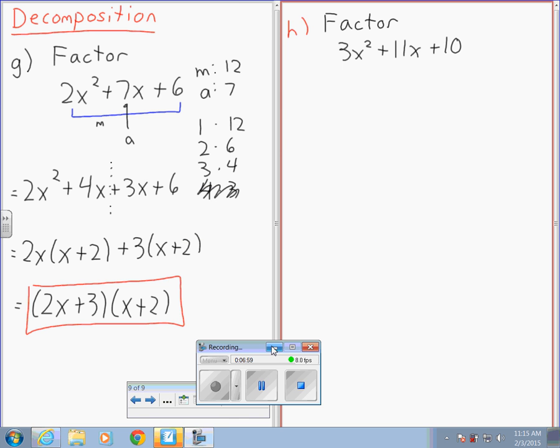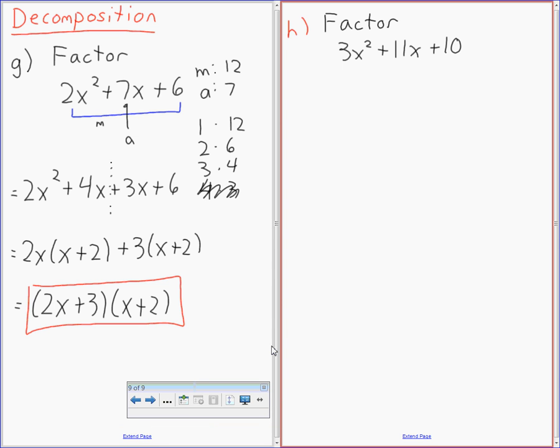If you don't, be brave, please, and tell me the M and the A, please. Go ahead. Sorry. Multiply to what? Add to what? Product is 30 and the sum is 11.